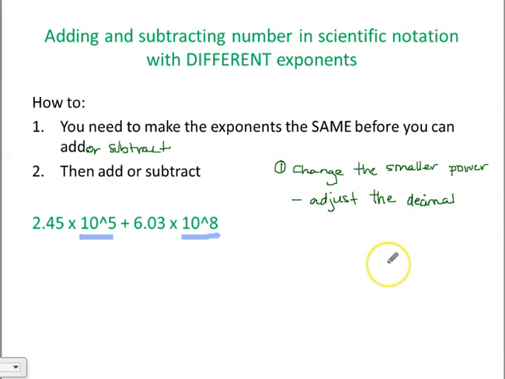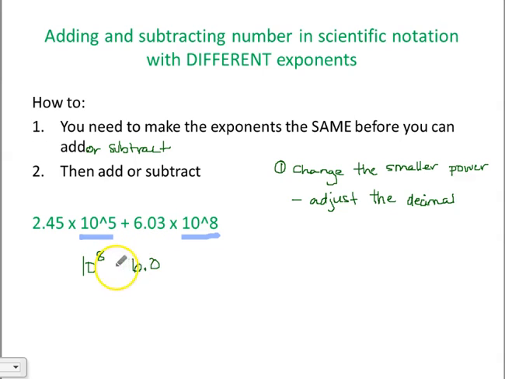Just like we did a couple of slides back, where we made sure the coefficient was in correct scientific notation, and if the coefficient wasn't between 1 and 10, we had to move the decimal and then also adjust the power. Now since we're going to adjust the power, we have to adjust the decimal point as well. The smaller power is the 10 to the 5th here, and we want to change it to 10 to the 8th.